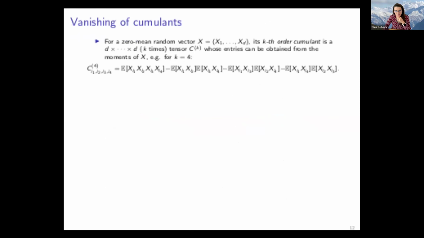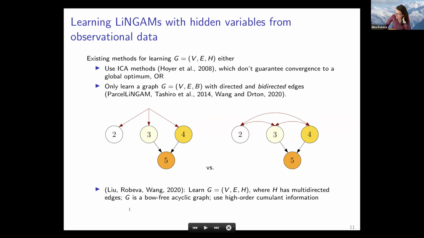And I don't have it here, but in current work with Matthias Dirken and his student Daniela Skoda, we actually have a method that learns a graph with hidden variables from higher order moments and cumulants directly.